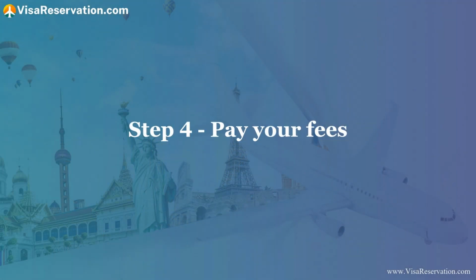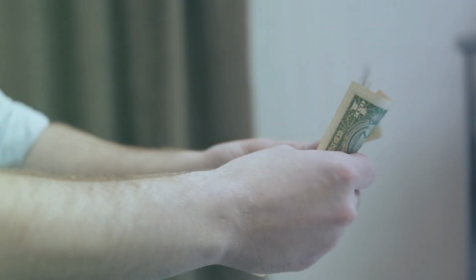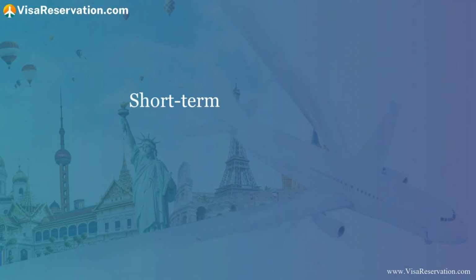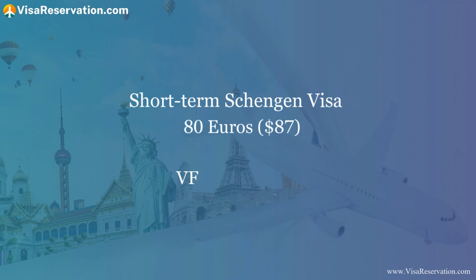Step 4. Pay your fees. The visa fee will need to be paid when you're completing your online application. VFS Global also charge a service fee which is payable when you book your appointment. All fees are non-refundable, and that's even if your application is rejected. The current fee for Schengen visas is €80 or $87 and is payable in US dollars.